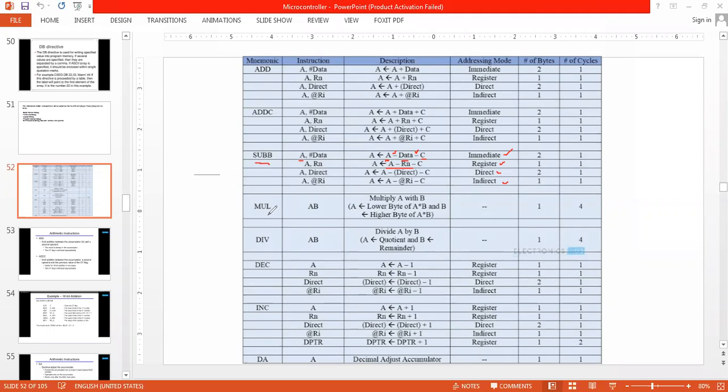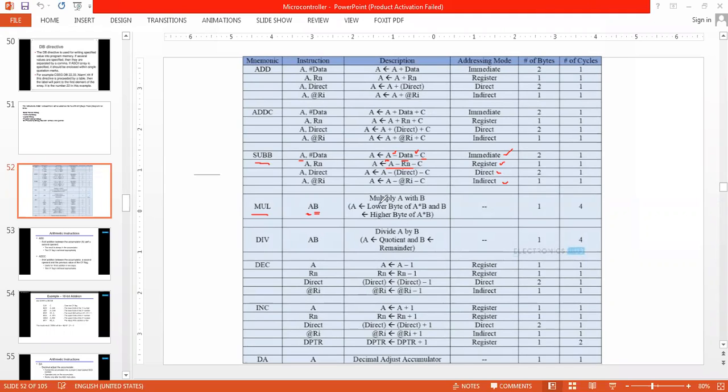Then we have the multiplication MUL instruction. So here what will happen? I have to use only the A and B registers without any comma. I have to write MUL AB. The first data is going to be A and the second data is going to be B, which will give me a total of 16 bits, 8 bit into 8 bit. So I will get more than 8 bit data.